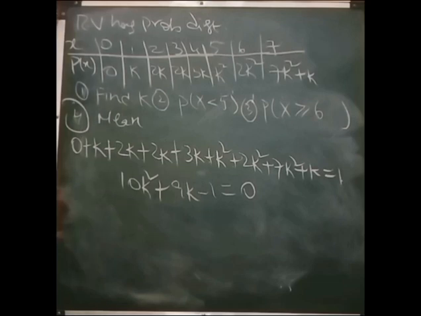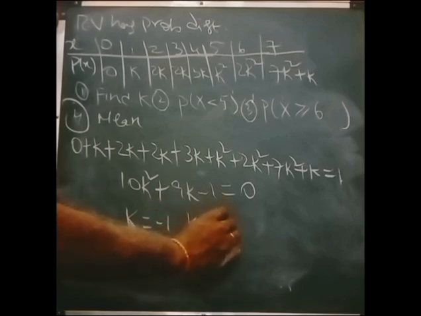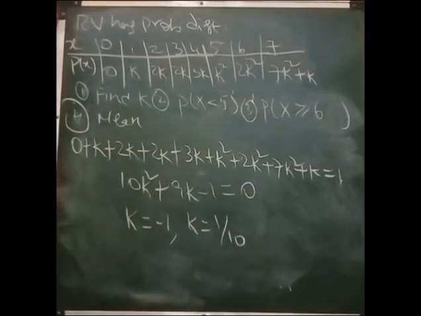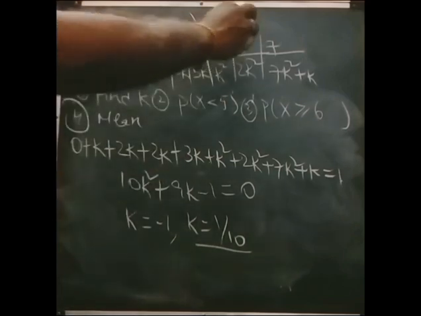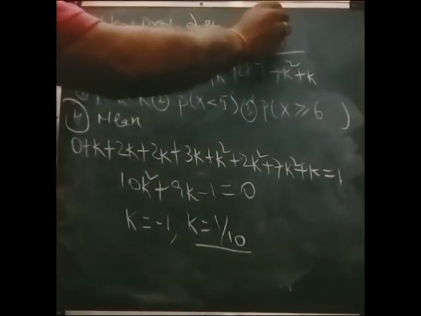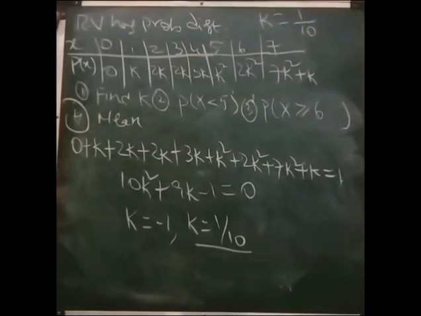we get k equals minus 1 or k equals 1 by 10. As we know, no probability value can be negative, it should always be positive. So here we consider k as 1 by 10, which is a positive value, and this is the unknown k in this problem. So now we have to remember k is equal to 1 by 10. I am writing the k value here. Let us remember this for determining all the remaining results. So k is equal to 1 by 10.